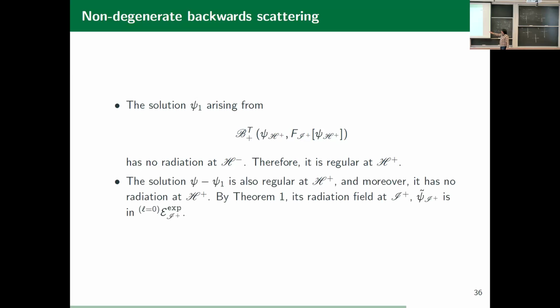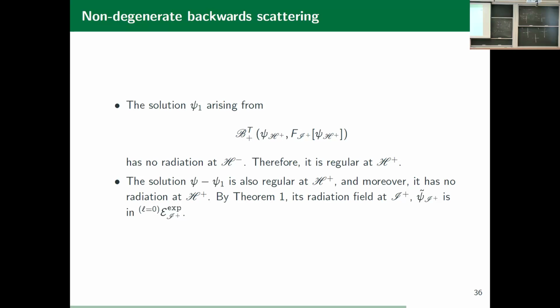So now I look at C minus C1, where C is the solution that arises from the original Cauchy data that I had. So that is also regular at H plus, but it has no radiation at H plus because C1 was constructed so that it has identical radiation to C. So by theorem 1, the radiation field of the difference, C minus C1, is in E scri plus exponential.